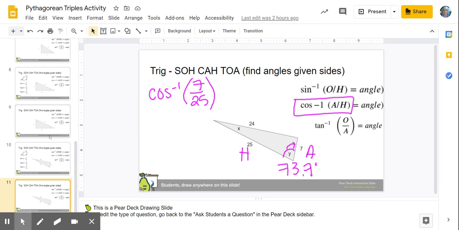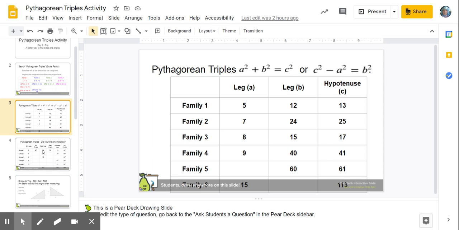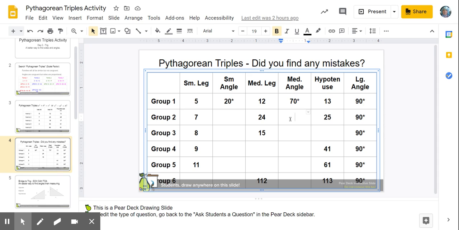So let's go back up here. This was our 7, 24, 25. This is the one I want to be at. So we got 73.7 degrees here. And we got 26.3. Is that right? No. 16.3. Okay.